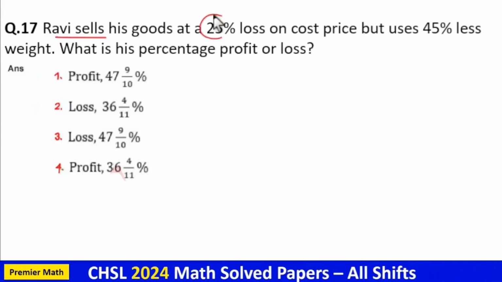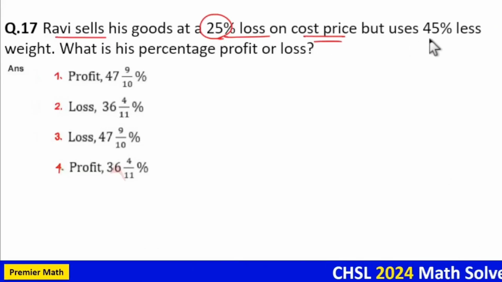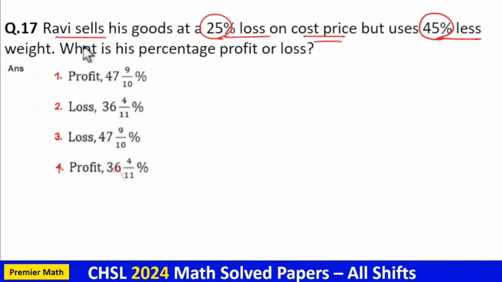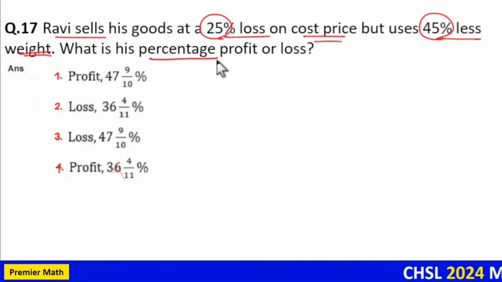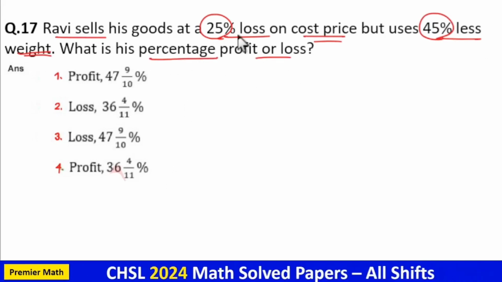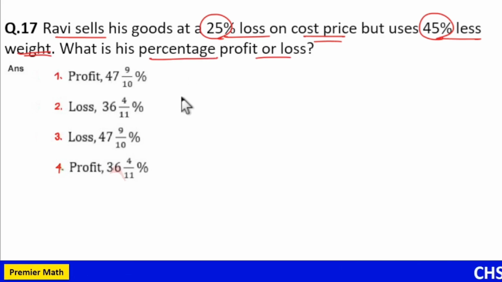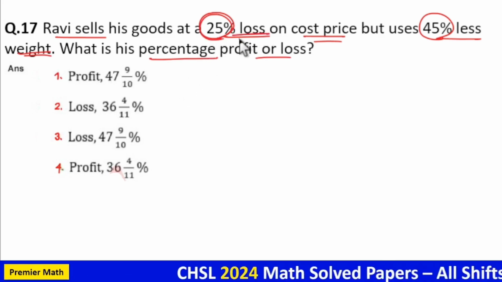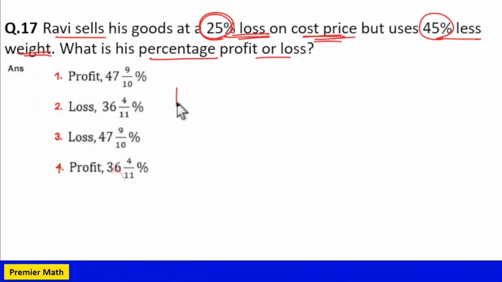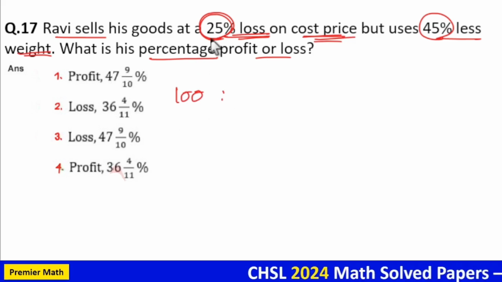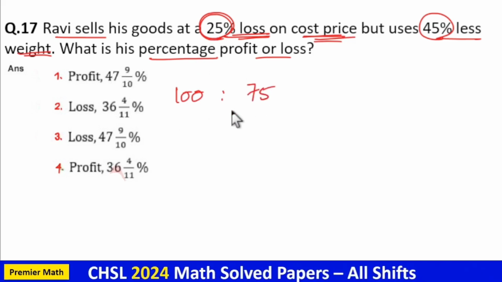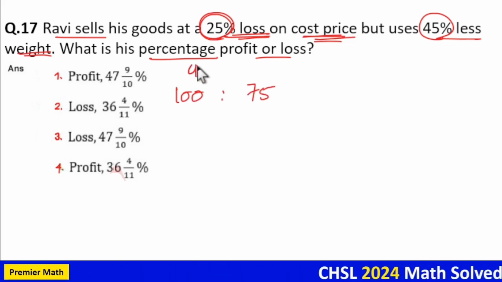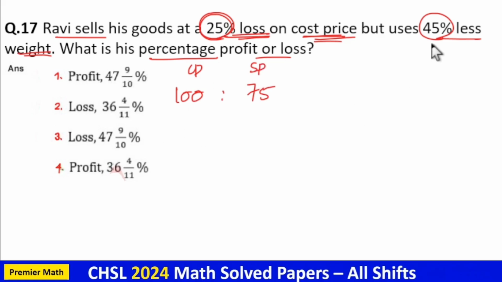Ravi sells his goods at 25% loss on cost price but uses 45% less weight. What is his percentage profit or loss? Take the cost price and sell price ratio. Here, 25% loss on cost price means if 100 rupees is the cost price, 100 minus 25, 75 rupees is the sell price. This is cost price and this is sell price.